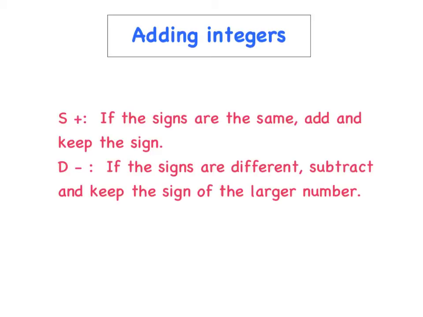Okay, so with adding integers, the S plus stands for: if the signs are the same, you add and keep the sign. Same signs, add. The D minus stands for: if the signs are different, subtract and keep the sign of the larger number. D, different, minus, subtract. S plus, D minus.